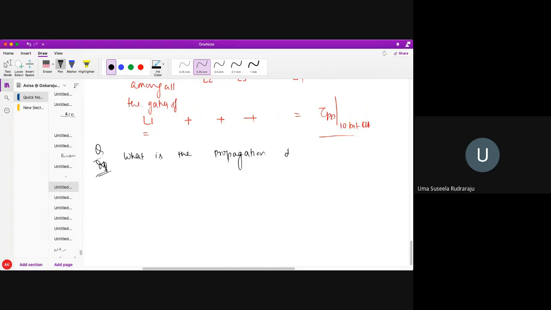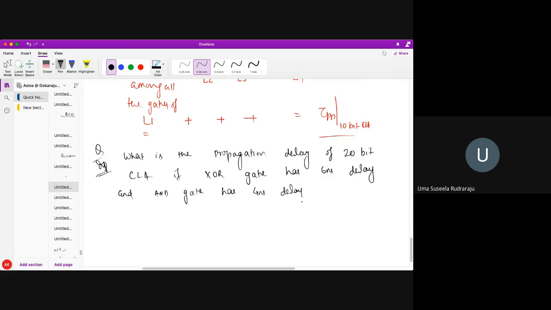What is the propagation delay of 20 bit CLA if XOR gate has 6 nanosecond delay, and AND gate has 4 nanosecond delay, OR gate has 3 nanosecond delay. Okay.